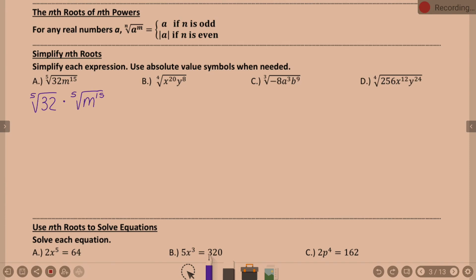Now, by doing that, the fifth root of 32. Have we done that today? 2. The fifth root of 32 is 2. Are we okay with that first piece? Now, the fifth root of m to the 15th. Right now, it's displayed as a radical. What power would that be if I get rid of that radical sign and write it with an exponent? That is m to what power?